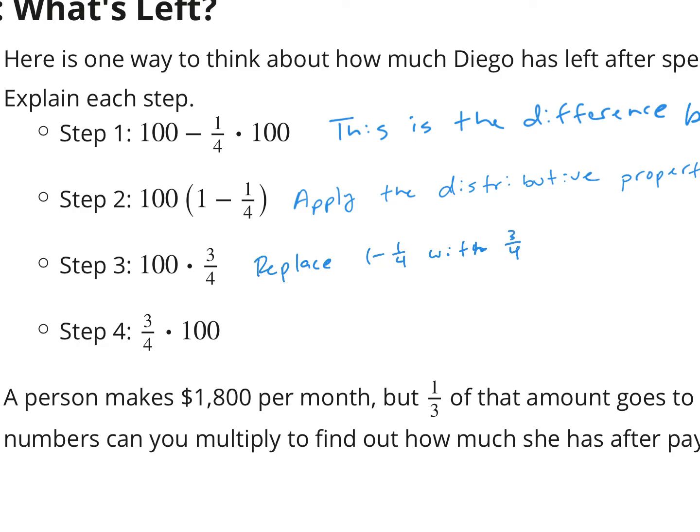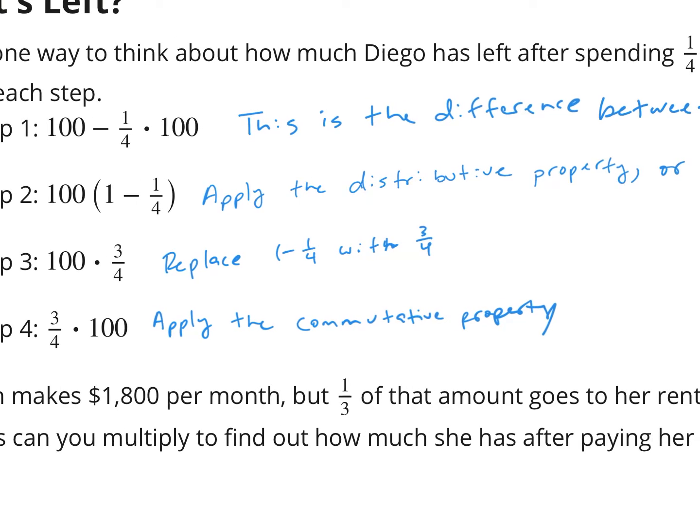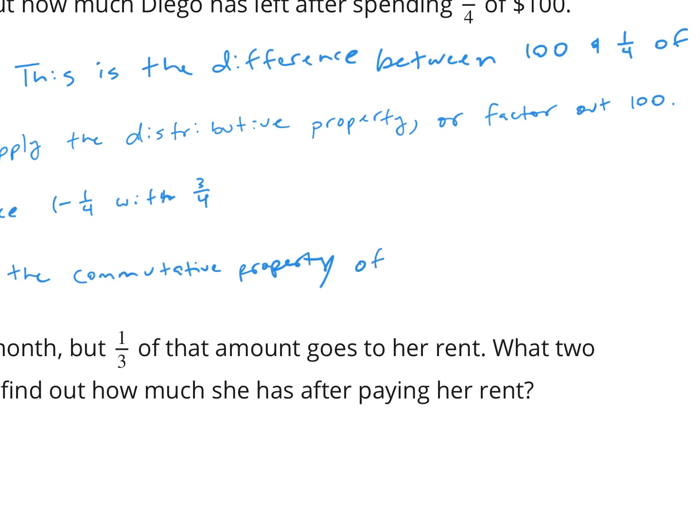And then the final step, we apply the commutative property of multiplication. So just remember, commutative property tells us that we can multiply in any order. So what they did was they just moved the 3/4 from the back to the front.